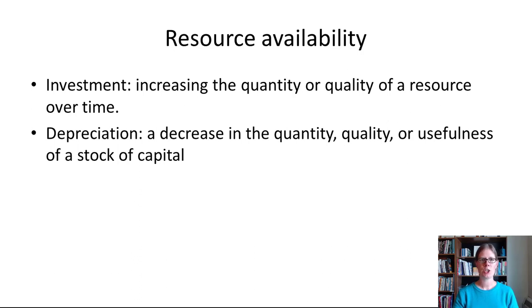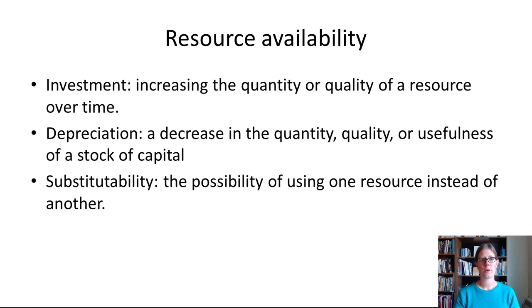So for example, machines depreciate over time as they're used and get worn out. When a forest is harvested more quickly than it can regenerate, this is also depreciation since the quantity of trees available for future use is lower. Or the quantity and quality could remain the same, but the usefulness of the capital stock could decrease, such as when a person's skills or a particular type of technology become obsolete.